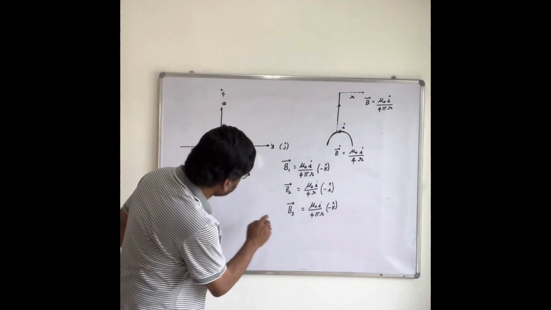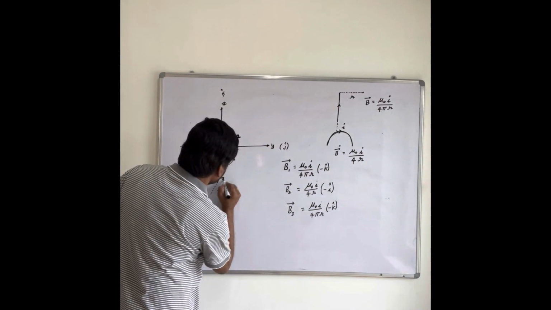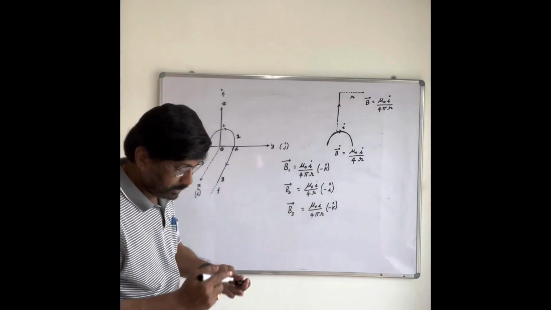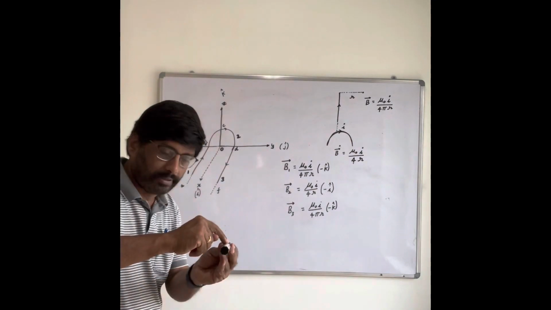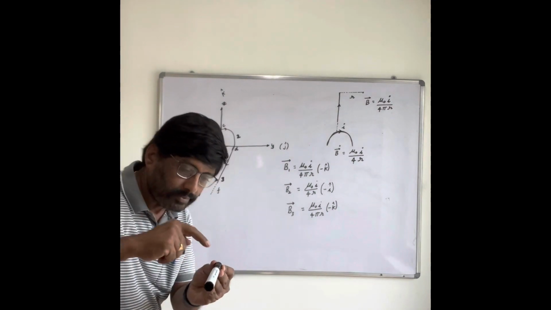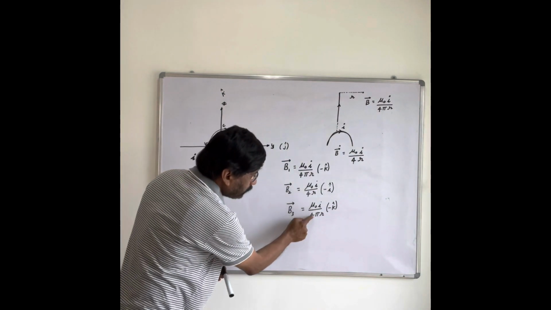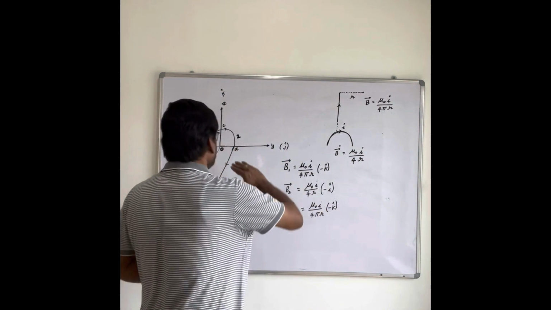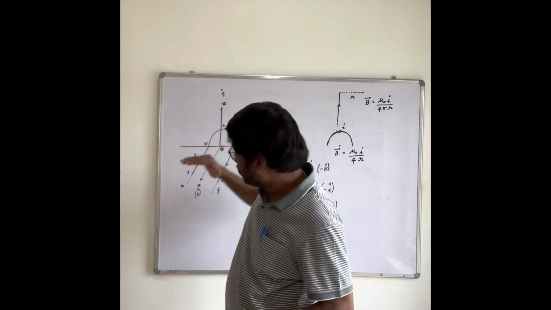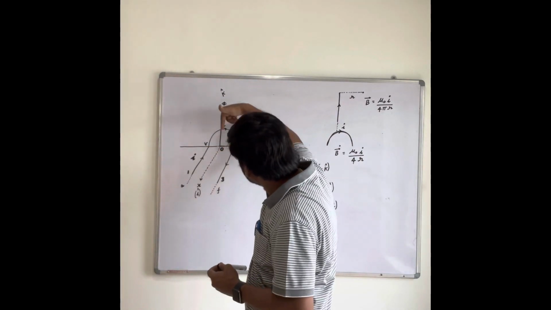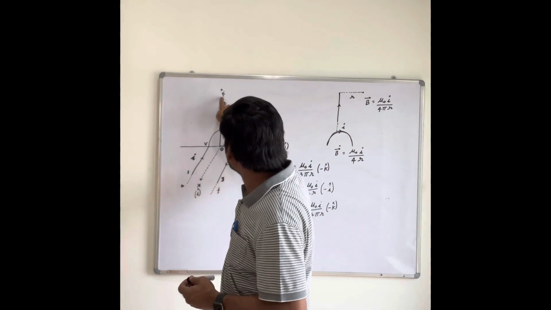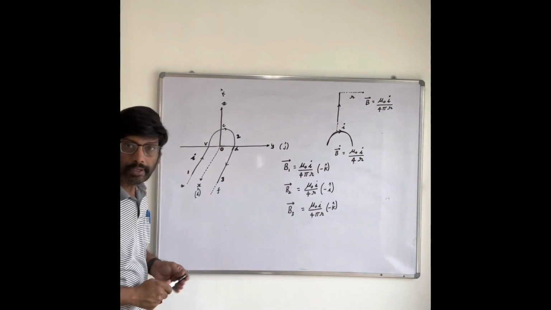Similarly, the third part is again infinitely long on one side, and at the end the magnetic field is again mu naught I by 4 pi r. Look at this, the direction is down. Vertically down means opposite to k, that is minus k.